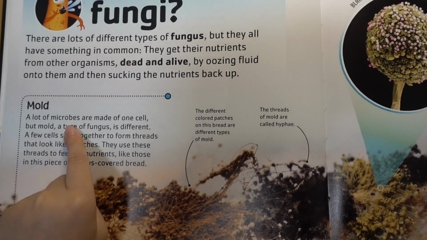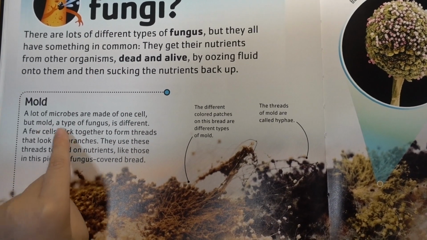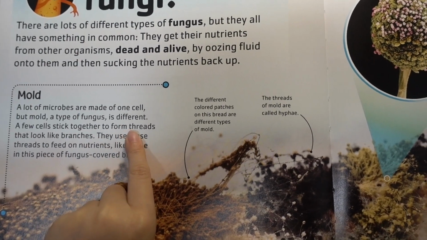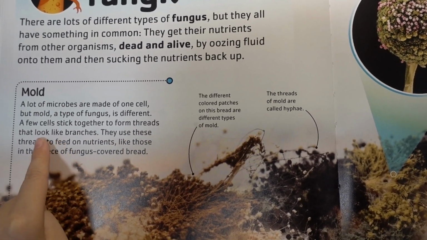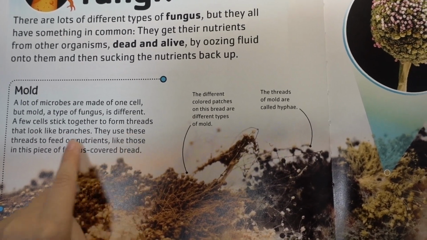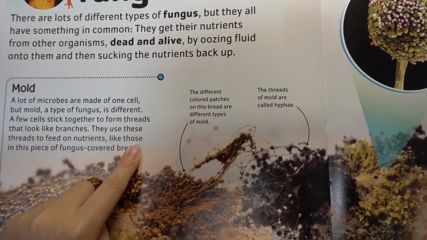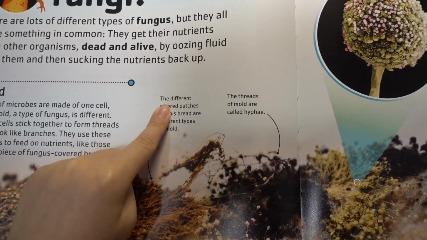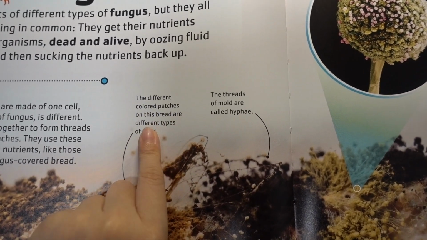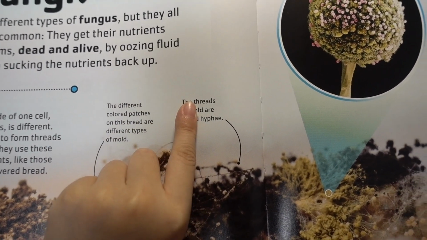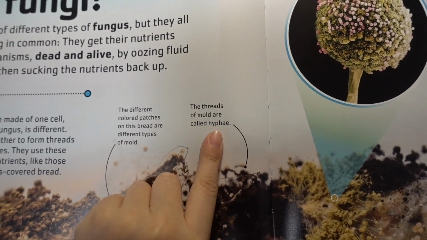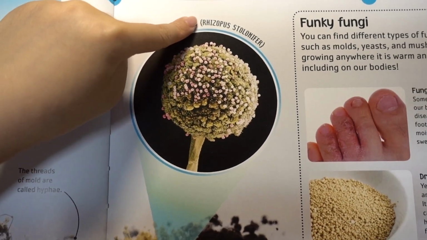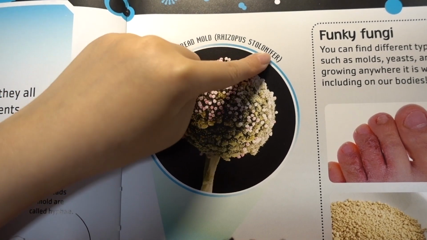Mold. A lot of microbes are made of one cell, but mold, a type of fungus, is different. A few cells stick together to form threads that look like branches. They use these threads to feed on nutrients, like those in this piece of fungus-covered bread. The different colored patches on this bread are different types of mold. The threads of mold are called hyphae. Black bread mold, Rhizopus stolonifer.